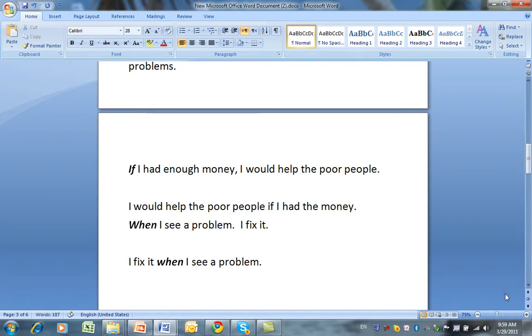This is a complex sentence, and it's a positive thing for your writing. Or you could say, I would help the poor people if I had the money. This is the other possibility, where you put the subordinating conjunction in the middle.